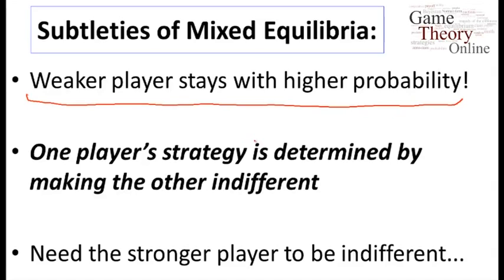So here, one player's strategy, how they mix, is determined by making the other player indifferent. What the column player is doing is adjusting to the row player's payoffs, and conversely, the row player's mixture is adjusting to the column player's payoffs. So here we need the stronger player to be indifferent. That means that the weaker player ends up staying longer. There are some interesting comparative statics, and this is the kind of thing that gives us an idea of why game theory is an important tool, because this is something that superficially one might get wrong if you didn't actually go through and understand what the comparative statics look like. One might somehow believe that the stronger player should just stay with higher probability. So the game theory here gives some insight that we might not have otherwise.